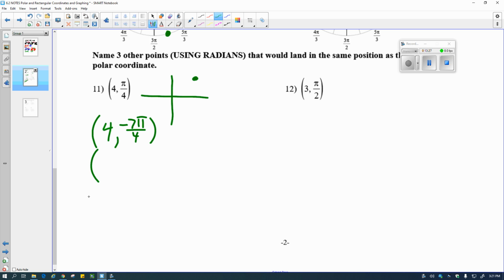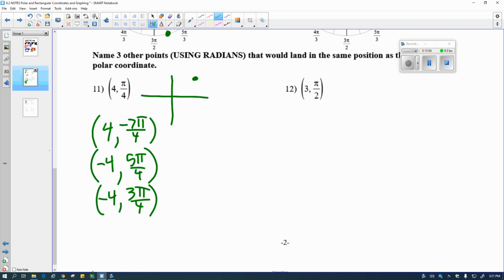Now I could also do this by starting on the negative side. Maybe I'm going out for a negative radius. So I'm going to do a negative radius, and move in the positive direction. I would go pi and a quarter pi more, so 5 pi over 4. Or I could go out to the negative and move backwards. And then if I move backwards, that would be 3 pi over 4. So I would go negative 4 backwards and 3 pi over 4 over.